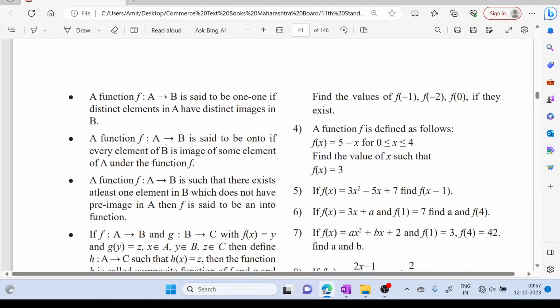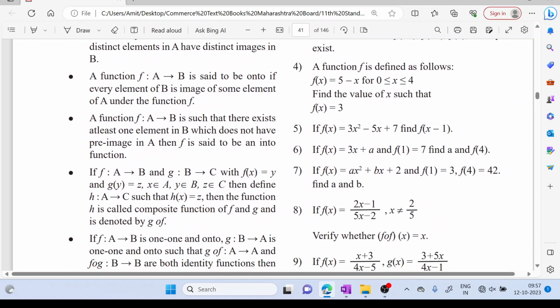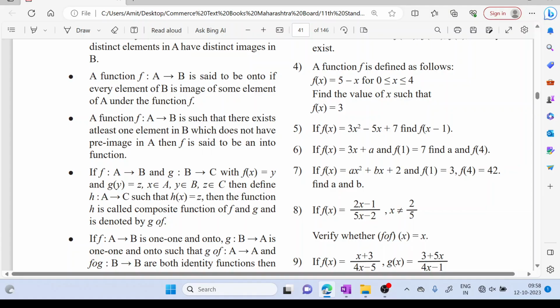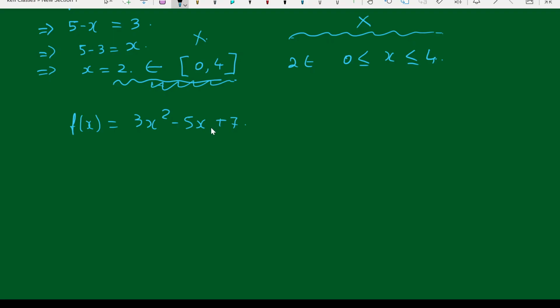So remember these points. Next one. You're given f of x is equal to 3x square minus 5x plus 7. The question is to find f of x minus 1. So find it. We did this problem last time, similar problems.